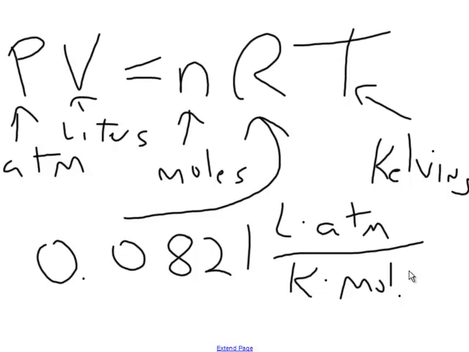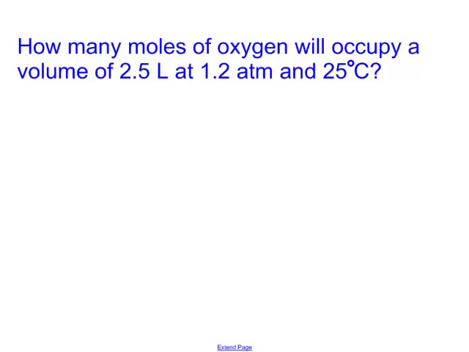The beauty of the ideal gas law is it's mostly just plug and chug. As long as your pressure and your volume and your temperature are in the right units, you can just put them right into the equation and solve for whatever it is you're trying to solve for. So, for example, if we have the problem, how many moles of oxygen will occupy a volume of 2.5 liters at 1.2 atmospheres and 25 degrees Celsius, it's a pretty easy problem to solve.